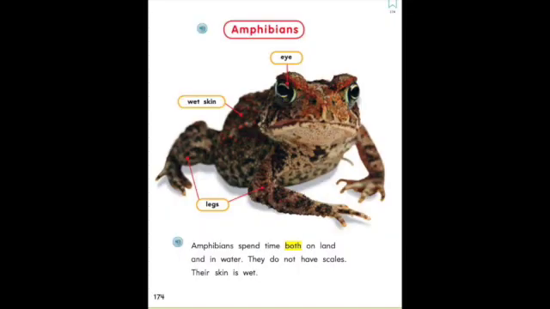Okay, we have a new animal group here. These are amphibians. Amphibians spend time both on land and in water. Remember, both means not just one or the other, but each one at the same time. It may be at different times they're on land or in the water, but they can do each of them. They do not have scales. Their skin is wet. And to me, it looks like they have scales, so this text is helpful information to read. They do not have scales. Their skin is wet.